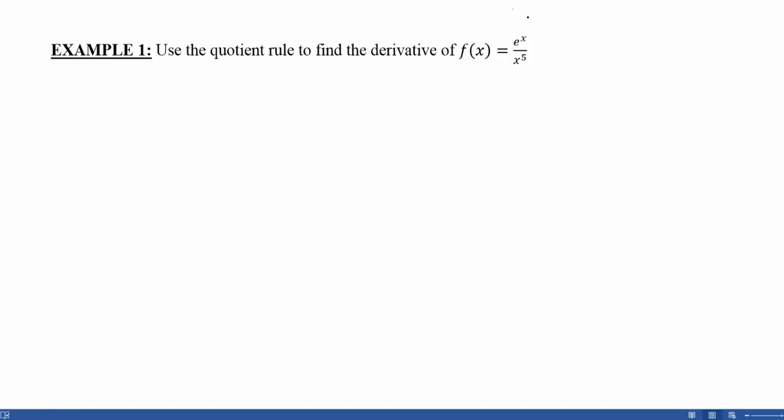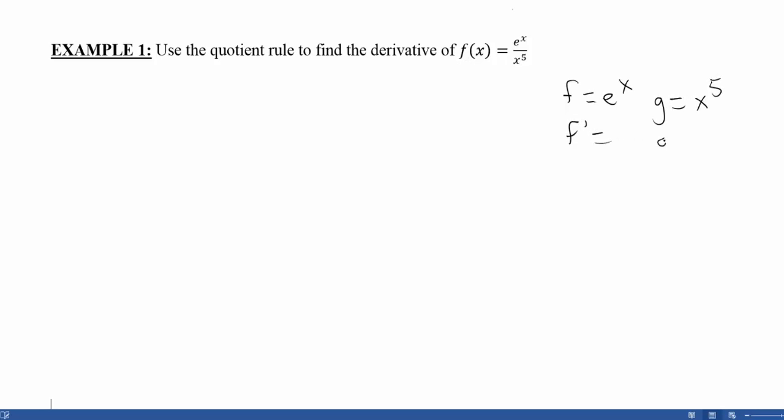One of the things that you need to know about the quotient rule is that here, order is very important because we're talking about subtraction and division, which means when we pick our f and our g, order matters. Your f is always going to be the function on top, and your g is always going to be the function on the bottom. So here, my f is going to be e to the x, and my g is going to be x to the 5th.